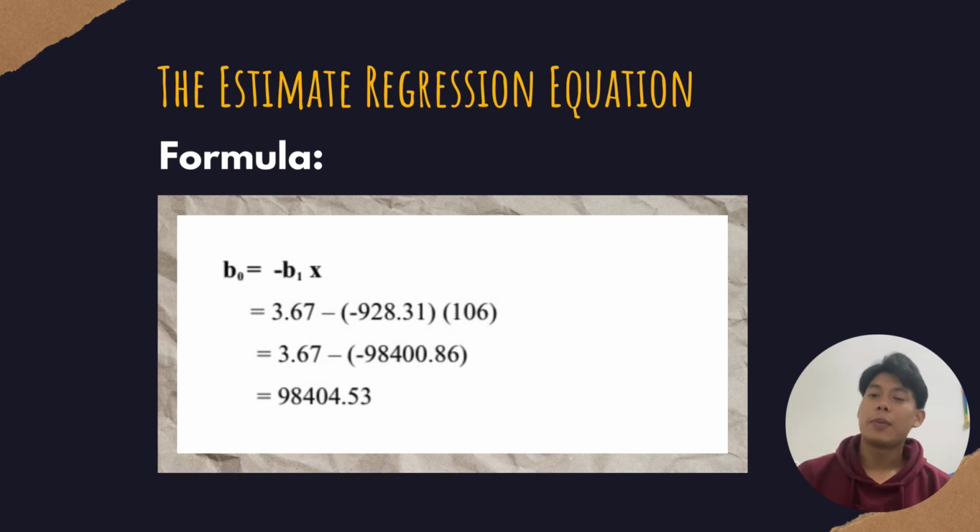Okay, let's go for the first part, which is the formula. B0 equals y-bar minus B1 x-bar, equals 3.67 minus in brackets negative 928.31 in brackets 106, equals 3.67 minus in brackets negative 98400.86, equals 98404.53. This is only for the formula.